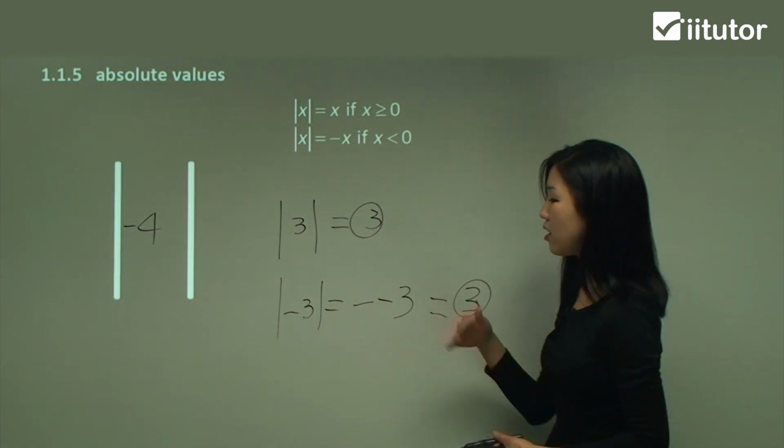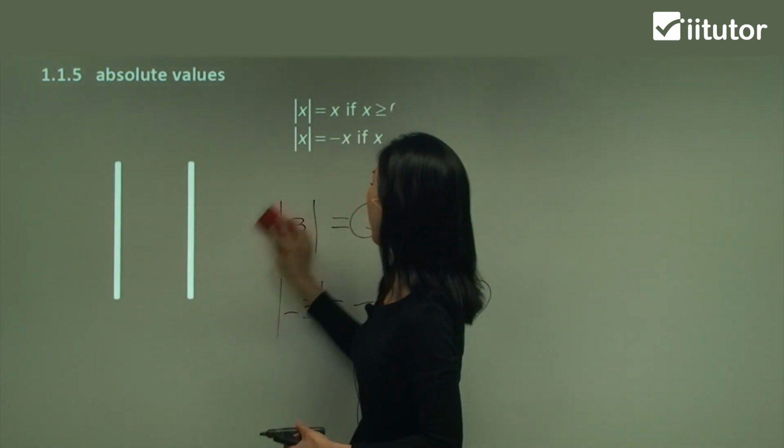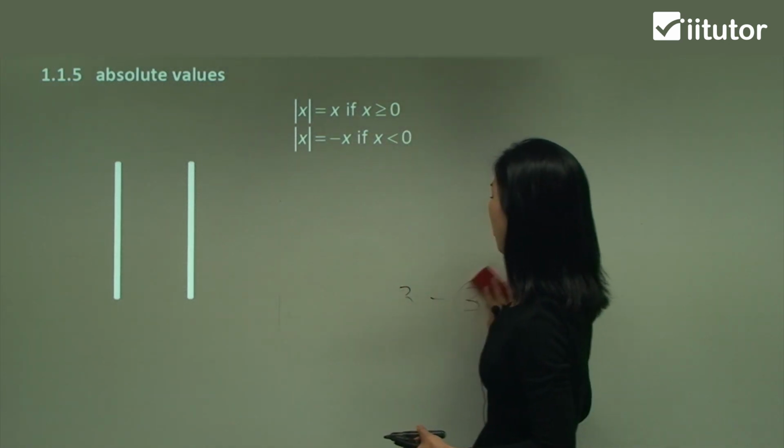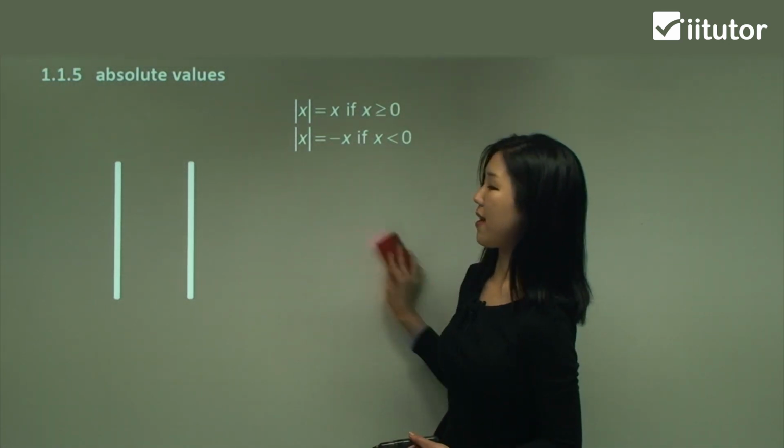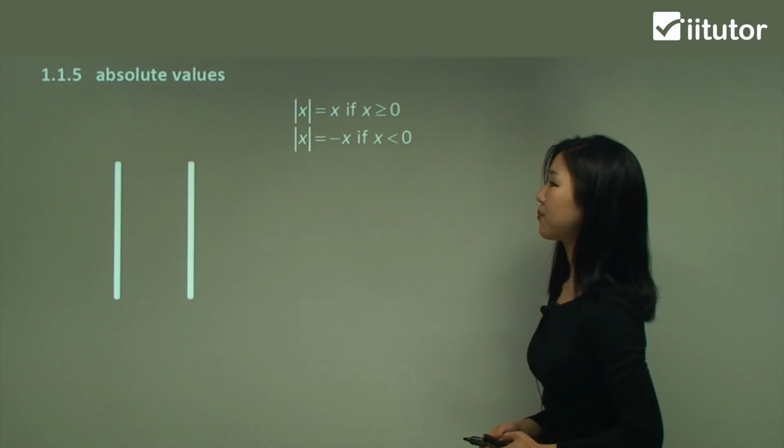Okay, so that's the idea. No matter what you put inside the absolute bars, the outcome will become positive. So keep that in mind. That's what the absolute values are.